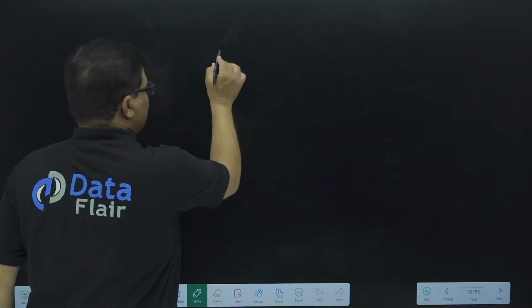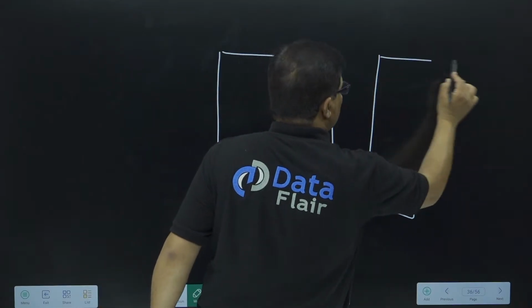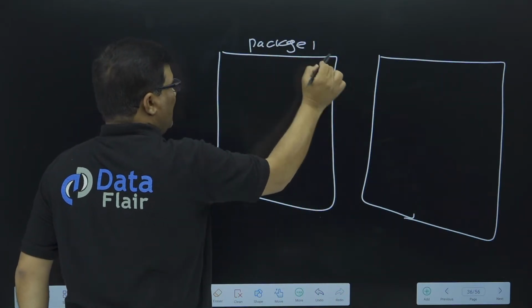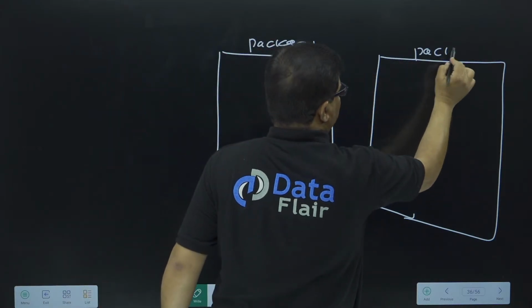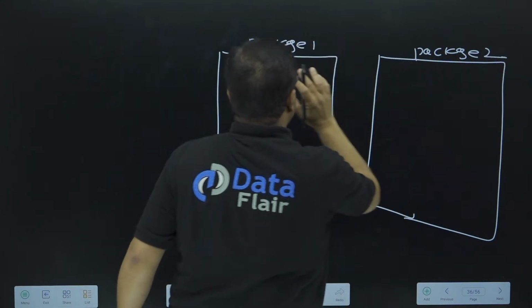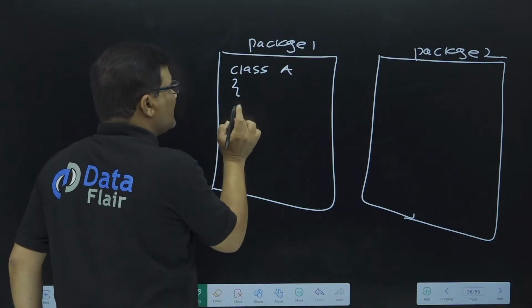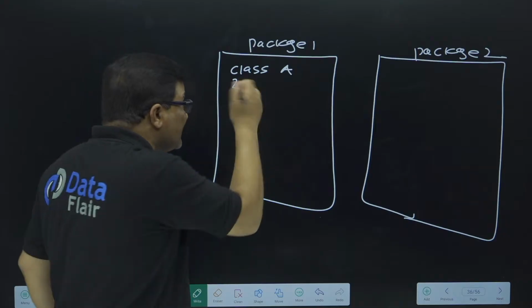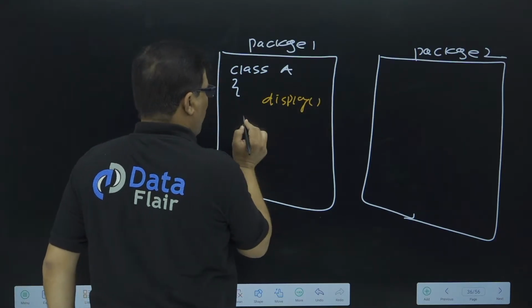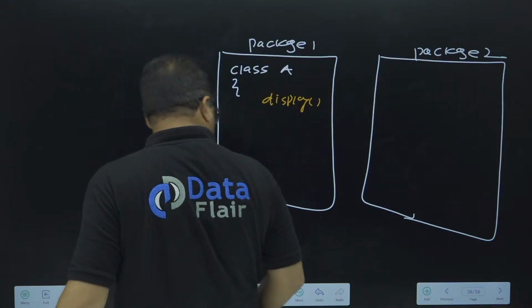Now listen carefully. Suppose we have two packages, package 1 and package 2. Package 1 consists of class A. This class A has a method called display. Let me take a break of a minute to drink a drop of water, and then I'll explain.